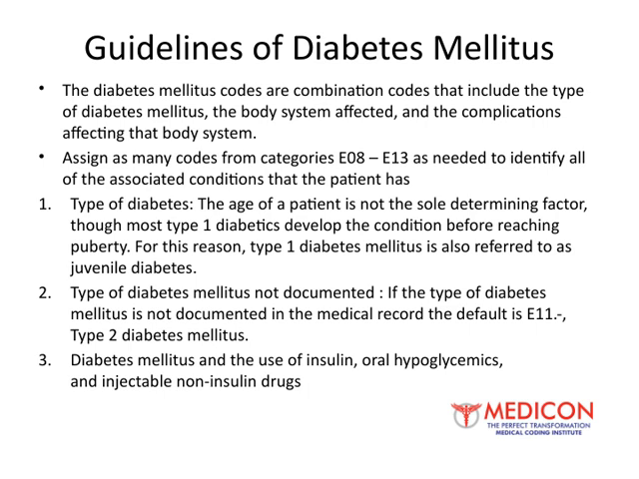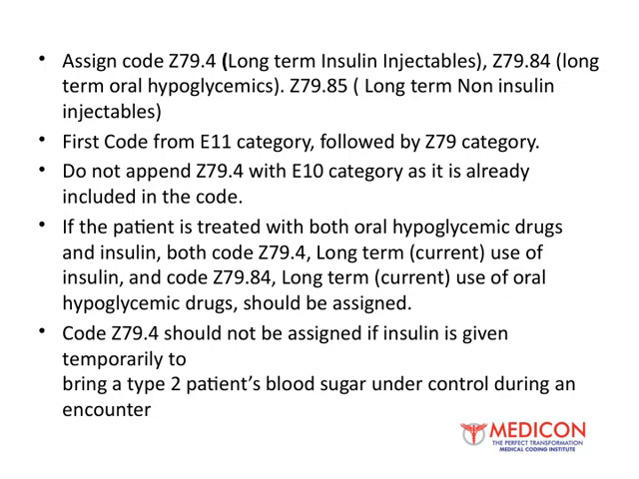All these elements are important for accurate coding and, ultimately, for ensuring proper treatment and documentation. Let's look at the coding for long-term diabetes management. When documenting, we assign specific Z79 codes that reflect the patient's ongoing treatment. First, we start with the code from the E11 category, which indicates type 2 diabetes. Then, we move to the Z79 category to specify the type of long-term therapy.